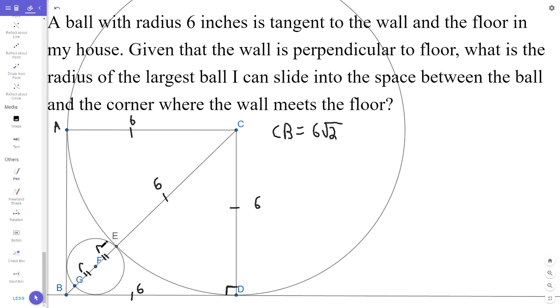Now, if I could find out what EB is, or any of these values, then that might help me find out what R is. Well, I know the total line CB is 6 root 2. That means that the smaller portion, EB, is equal to 6 root 2, the large hypotenuse, minus EC, which has a length of 6. So that must be what the length of EB is. It's the length of BC minus the length of EC.